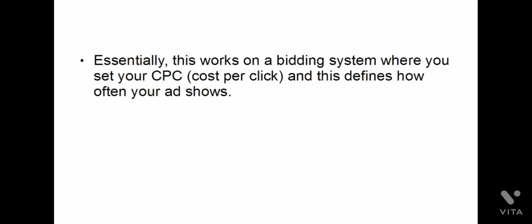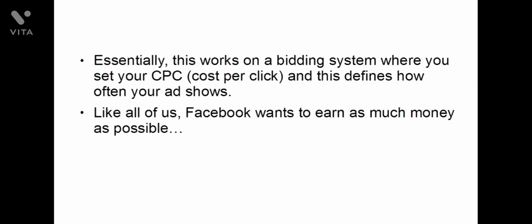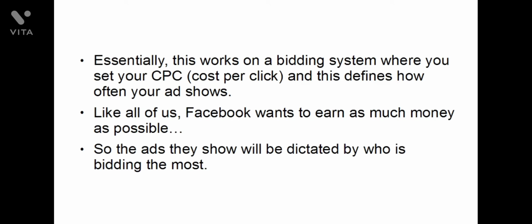Okay, I know what you're thinking. If there's no set budget, how can you calculate how much you're going to pay? Well, Facebook makes this quite easy for you. Essentially, this works on a bidding system where you set your CPC, your cost per click, and this defines how often your ad shows. Now, like all of us, Facebook wants to earn as much money as possible. So the ads they show will be dictated by who is bidding the most.